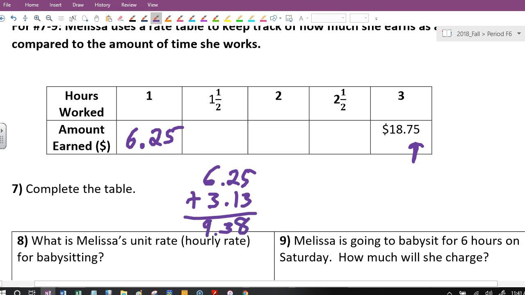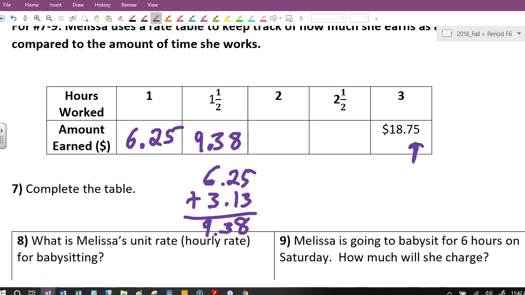Everybody write this on your paper if you haven't. 9.38. Okay, how do we get the 2 hours? And then you keep adding up. Well, we could, but there's an easier way than adding.